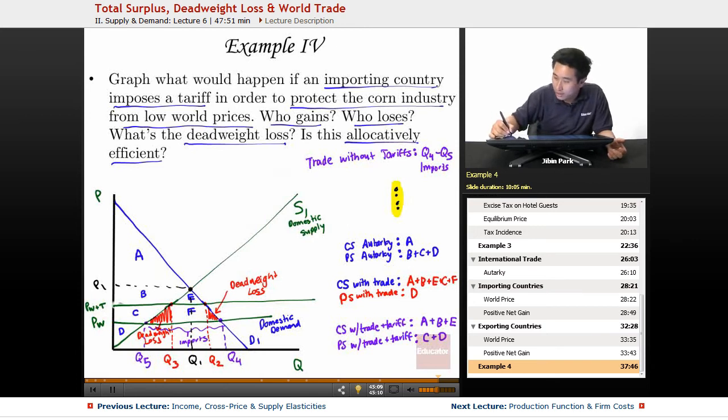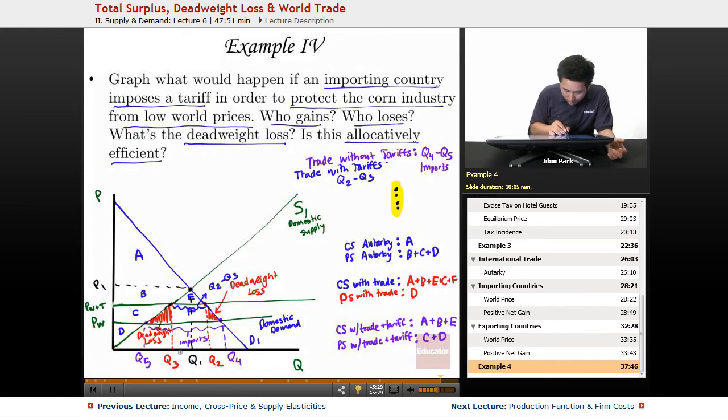Okay, so what ends up happening, trade with tariffs. Now you have Q2 minus Q3. So this area here, or this quantity here, is the new amount of trade. So this area between Q2 and Q3, you lose that entire amount of trade with the tariff. And you also lose between the Q2 and the Q4. So tariffs are definitely not allocatively efficient.